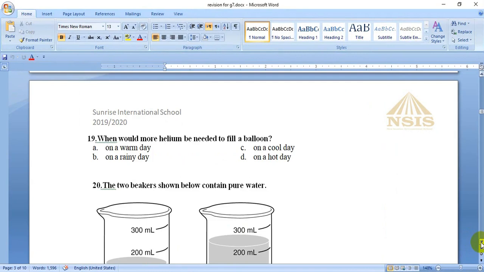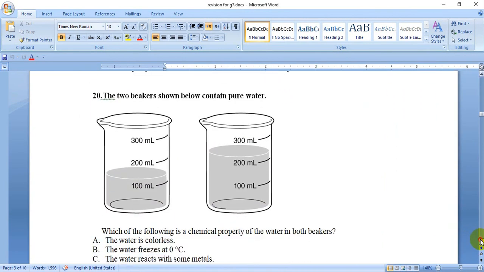In this video we will complete solving the revision sheets, and this will be the last video in solving the revision sheets. In the previous video we stopped at question 20, so we will start from 21.